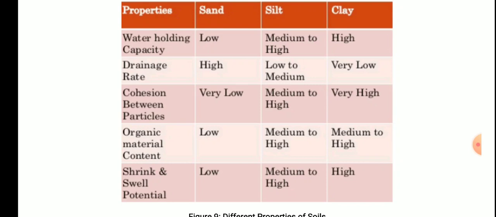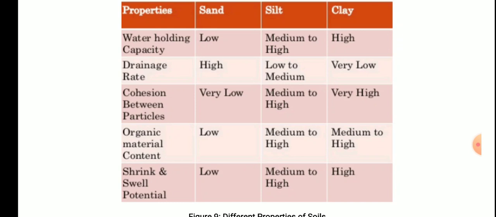See, if water holding capacity is high, then the drainage rate will be low, and if water holding capacity is low, then the drainage rate will be high. Next is cohesion between the particles. Cohesion means the attractive force between the particles. As I told you, in sand the particles are very large in size, so the cohesion between the particles is very low. In silt it is medium to high, and in clay it is very high.